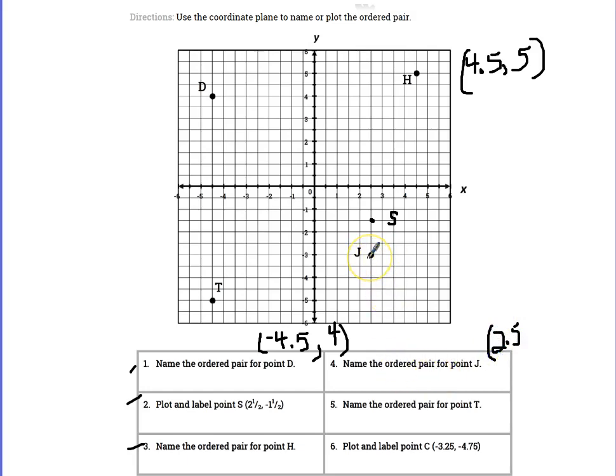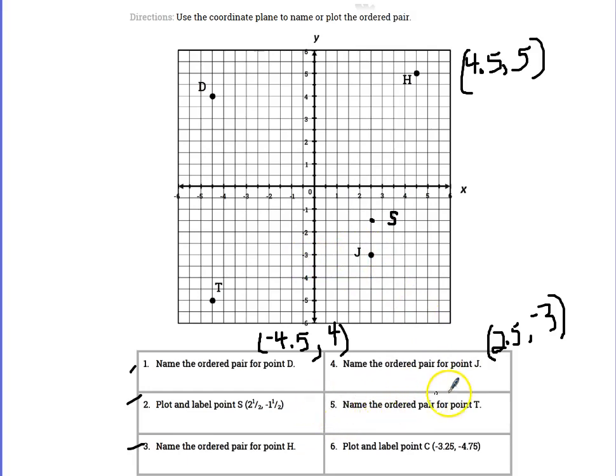And now I need to go along the horizontal line to find where this is on the Y-axis. And that is a negative 3. So there are my coordinate points. 2.5 is the X coordinate, and the Y coordinate is negative 3. And I'm going to do the same thing with number 5.